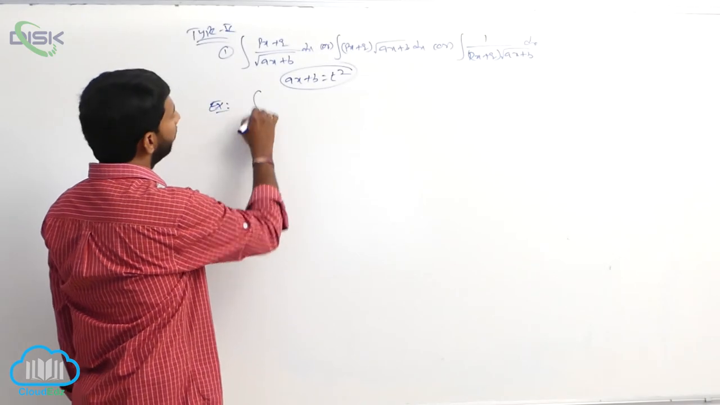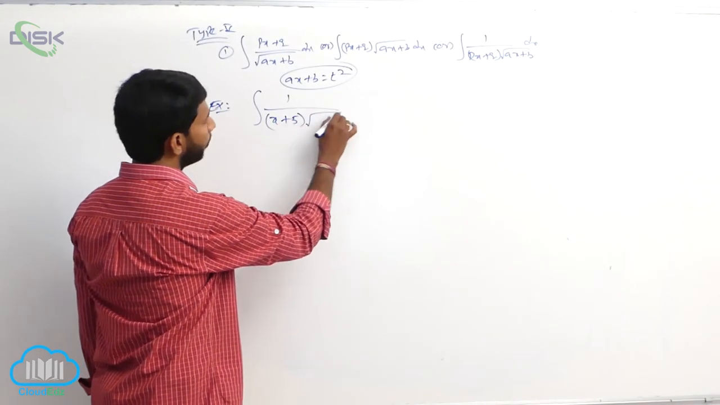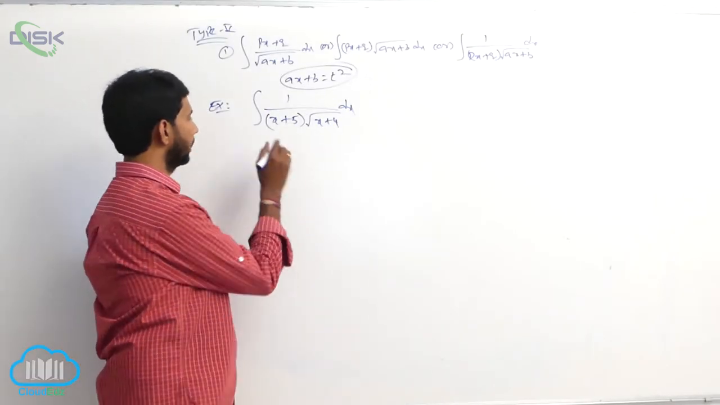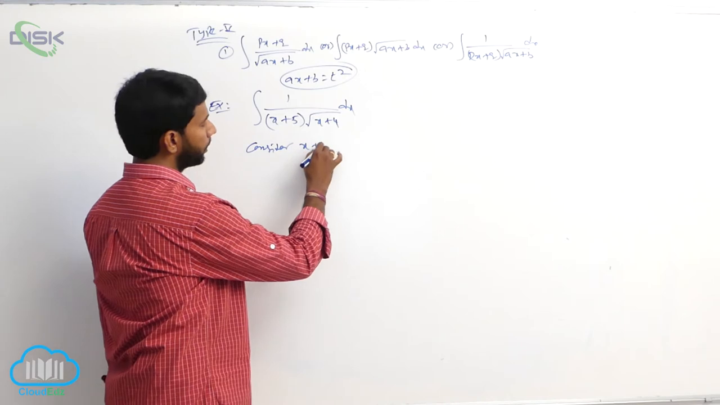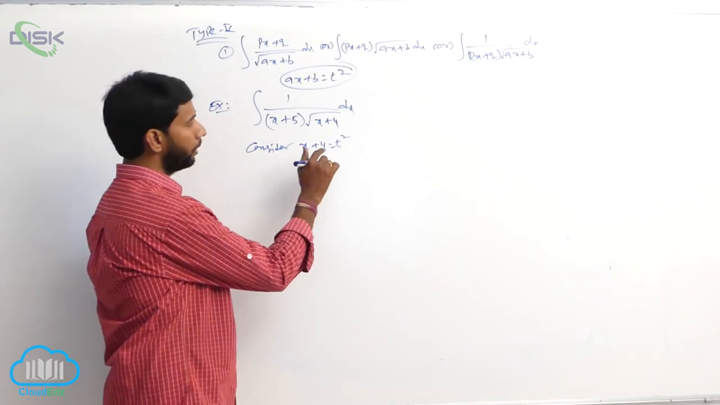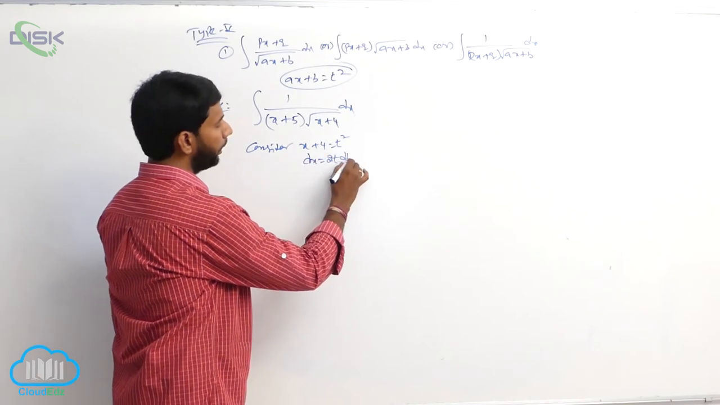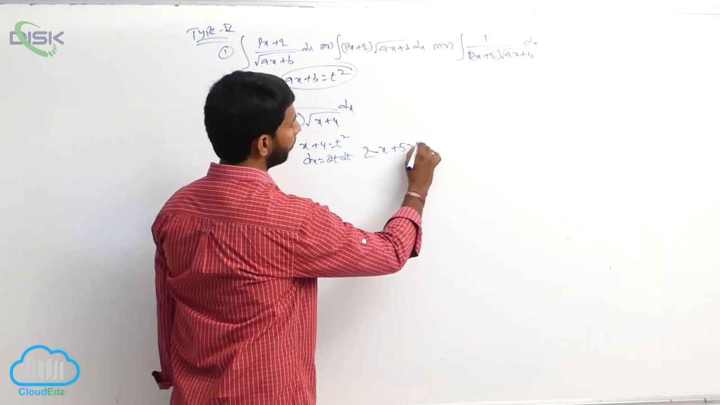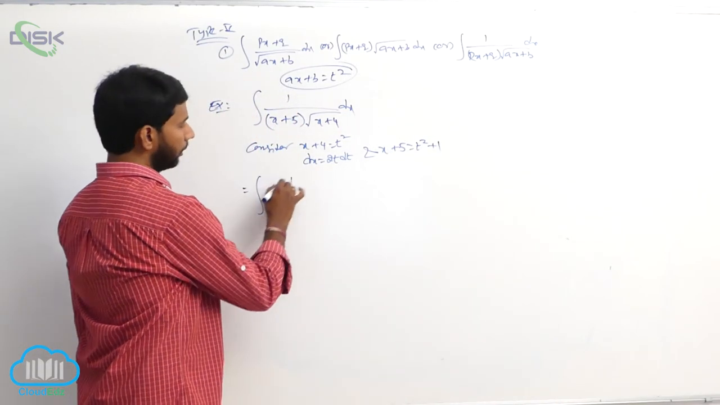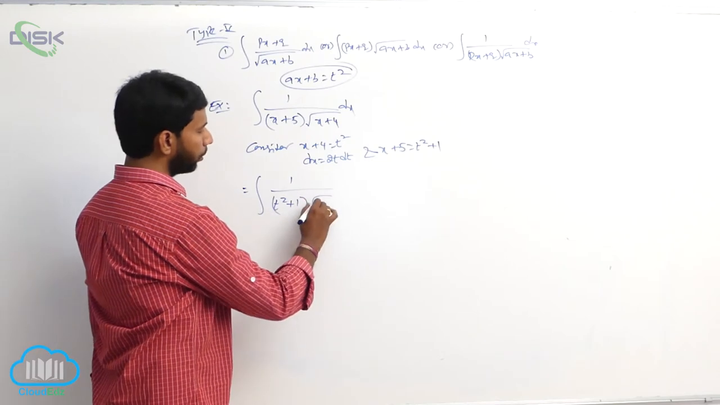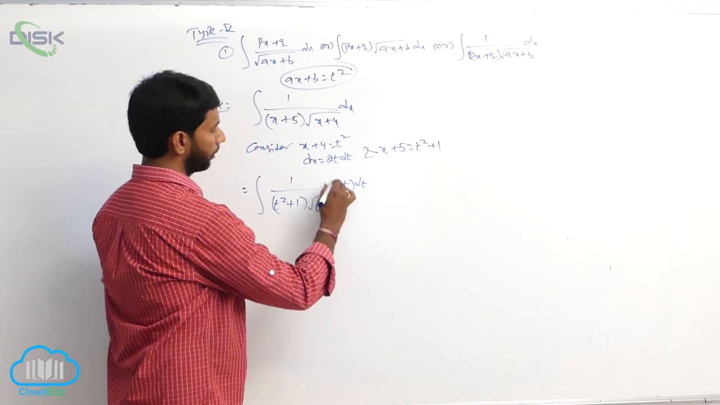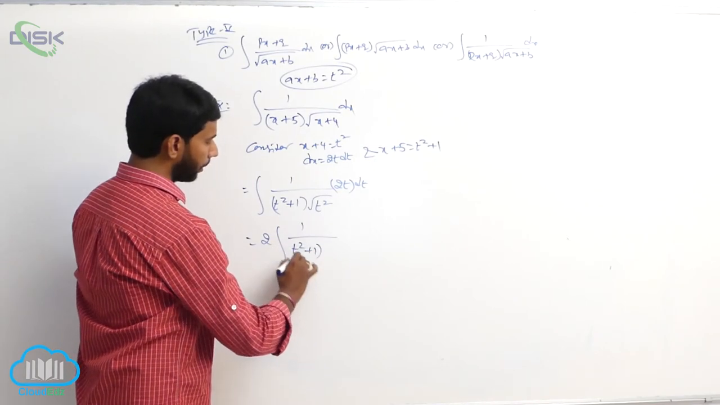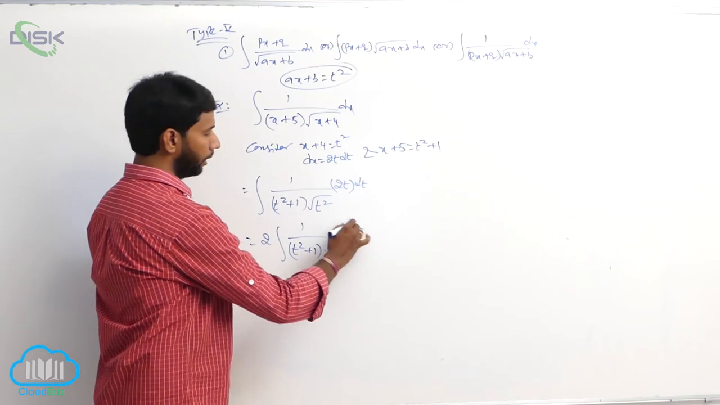For one example, integral of 1 by (x plus 5) into square root of x plus 4 into dx. Consider x plus 4 equal to t square. Differentiate on both sides: dx is equal to 2t dt, and x plus 5 can be written as t square plus 1. That is integral of 1 by (t square plus 1) into square root of t square into 2t dt. Here 2 is constant. The square root of t square value is t, so it becomes t into t dt. Here t gets cancelled.